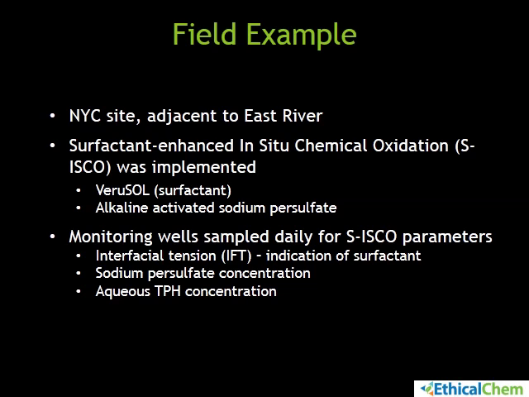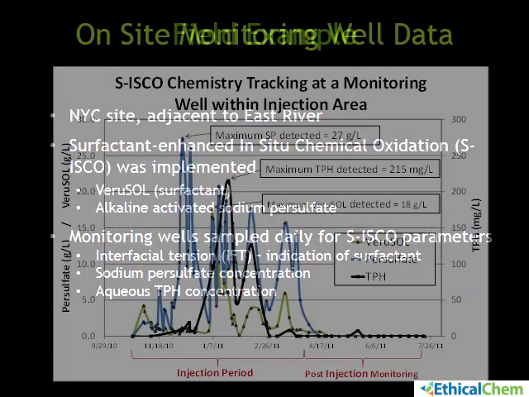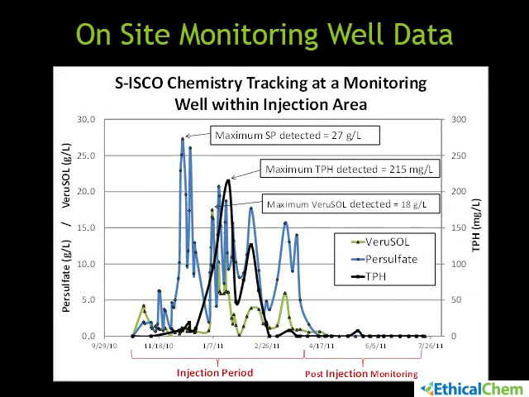Monitoring wells were sampled daily and analyzed on-site for S-ISCO parameters including interfacial tension, sodium persulfate concentration, and aqueous total petroleum hydrocarbon concentration. This on-site monitoring well shows aqueous concentrations of each analyte throughout the project. The surfactant is seen in green, sodium persulfate is seen as blue, and TPH is seen in black. During the injection period, as expected, we see a strong presence of S-ISCO chemicals in this well, along with emulsified and oxidized TPH. The injection period begins with the surfactant and oxidant traveling together into this well.